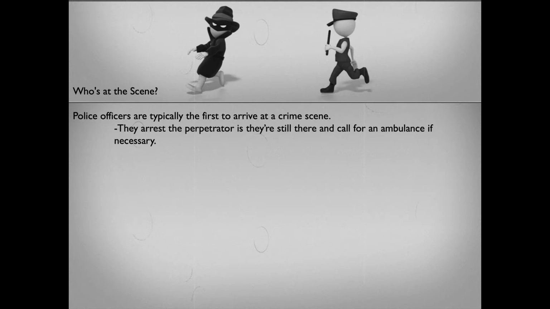So, who shows up to the crime scene? Who's there at the scene? Usually, when a crime is first committed, what will happen is nearby pedestrians and perhaps eyewitnesses will call the police, and ultimately, they're usually the first to arrive at that crime scene.